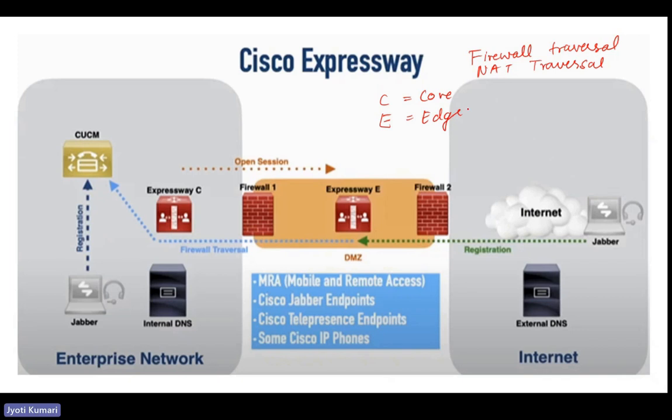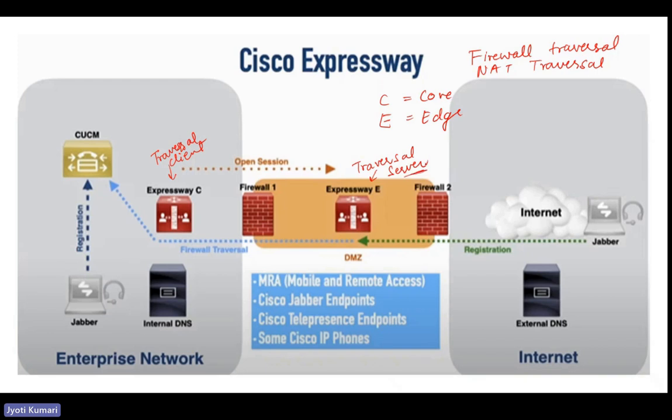Yeah. Now on the edge, we have a traversal server and our Expressway C is a traversal client. And these are the zone types we create. That's part of the configuration we will see later on. But just for you to know, these nodes are called traversal client, that is core, and traversal server, that is the edge. Yeah. So the traversal server is installed in the DMZ.